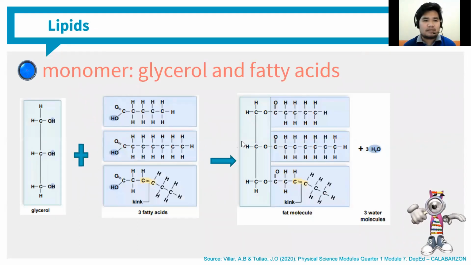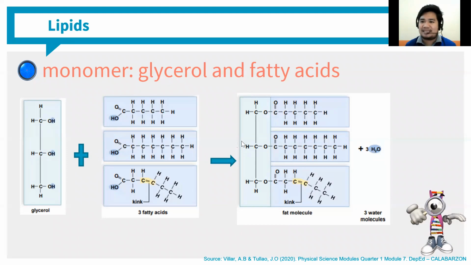Now, the monomer of lipids are glycerol and fatty acids. As you can see, this is a process of dehydration in which fat molecules are being formed from glycerol and 3 fatty acids. No, these fat molecules are non-polar molecules, meaning they are hydrophobic. Takot sila sa tubig. Alam natin yan kapag naghuhugas tayo ng masebong mga baunan.